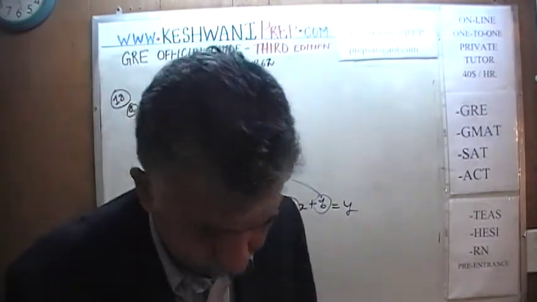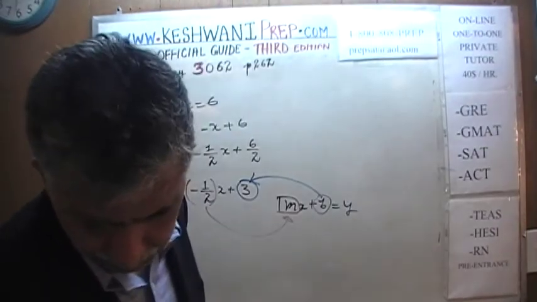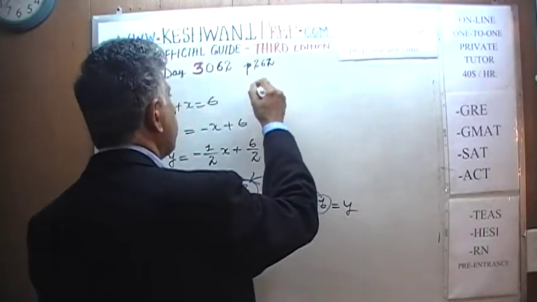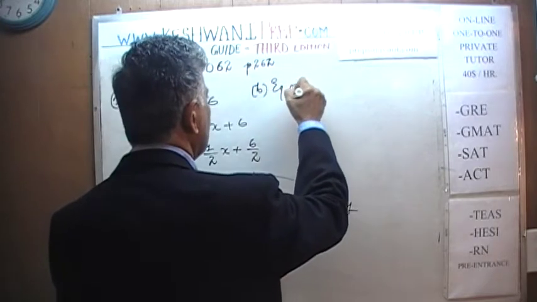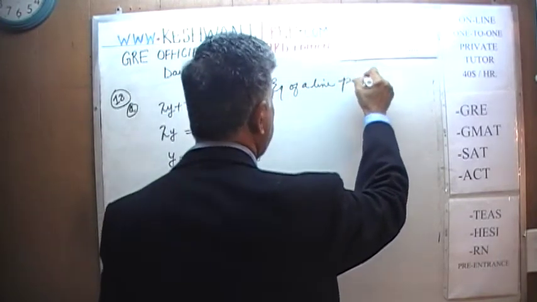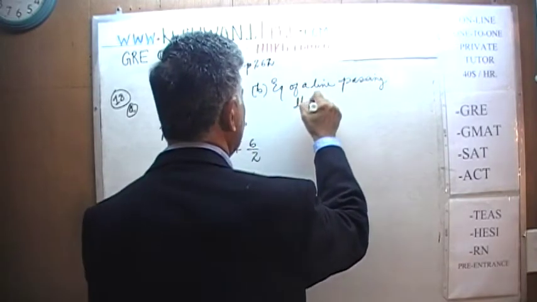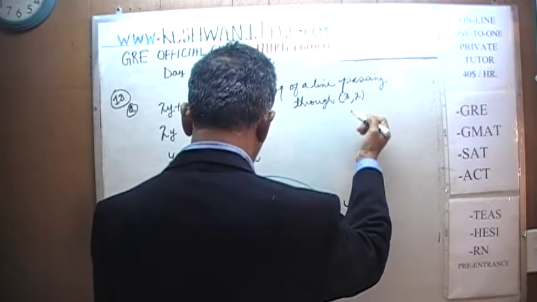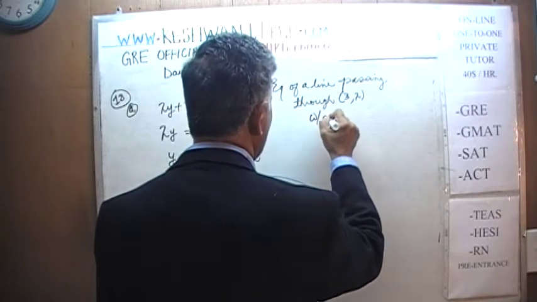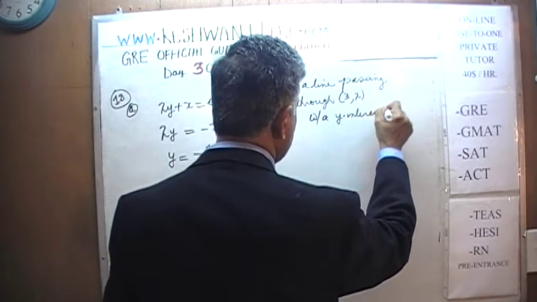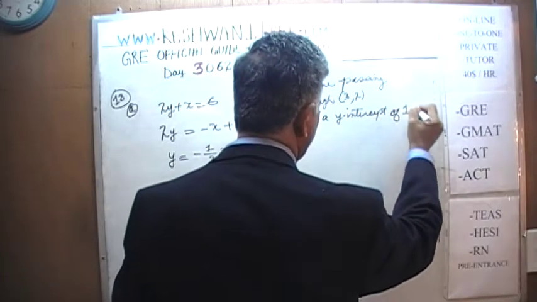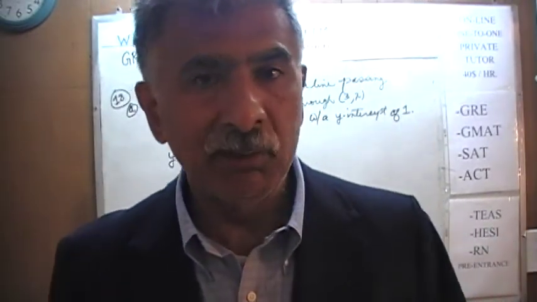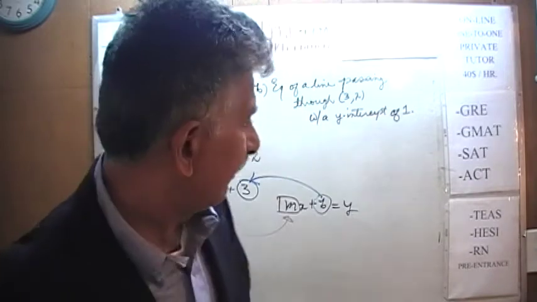Part B says, the equation of a line passing through y-intercept of 1. So the line that we're looking for has to meet two conditions. This must have a y-intercept of 1 and it must go through a point with the coordinates of 3, 2. Let's see what we can do.